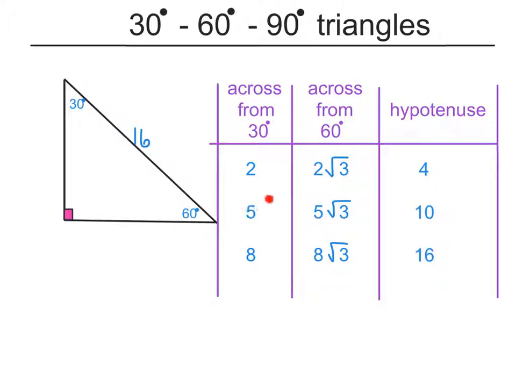So let's say it again. Once I have the 5, I multiply it by 2 to get the 10, or I multiply it by root 3 to get the side across from the 60. So if I know the 8, I multiply it by 2 to get the hypotenuse, and I multiply it by root 3 to get the side across from the 60. Think you've got it?